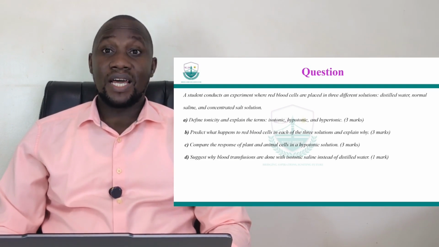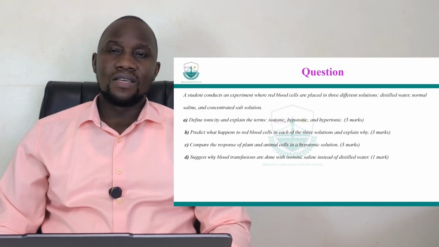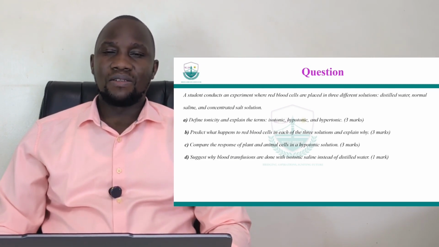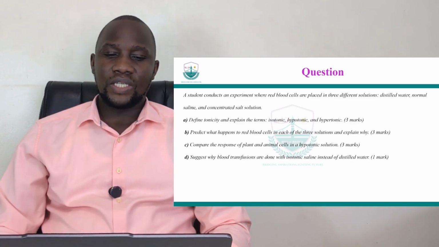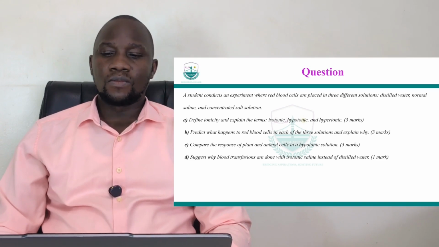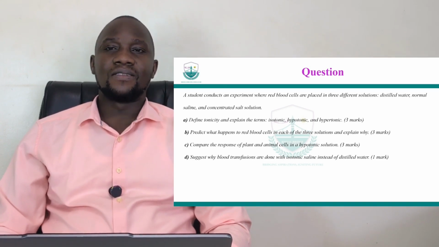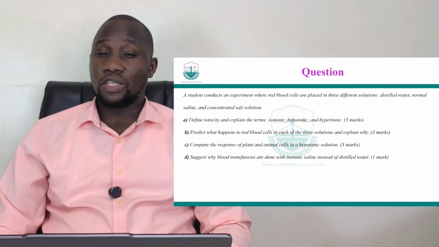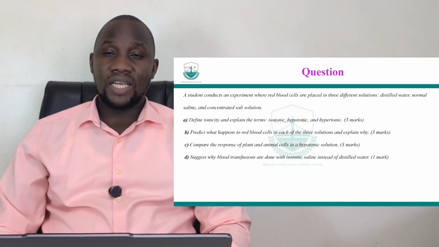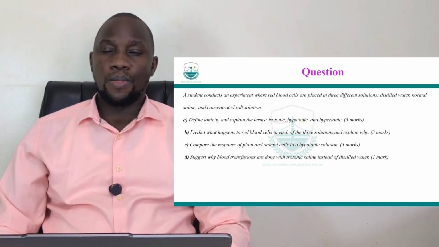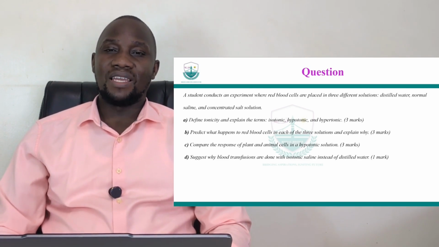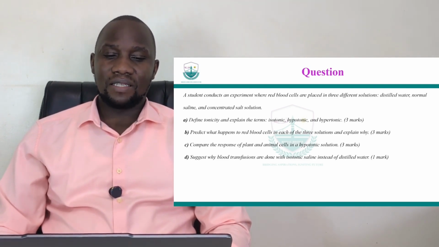You have a student who's conducting an experiment on red blood cells. The student places these red blood cells in 3 different solutions: 1, distilled water; 2, normal saline; 3, a concentrated salt solution. Can you classify these solutions according to whether they are hypotonic, isotonic, or hypertonic in relation to what you would expect to find in the red blood cells?